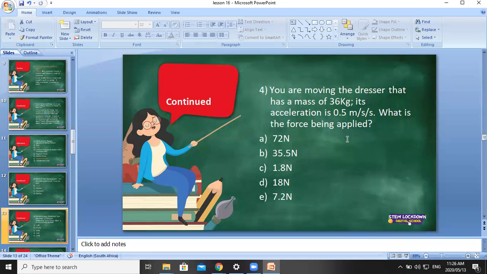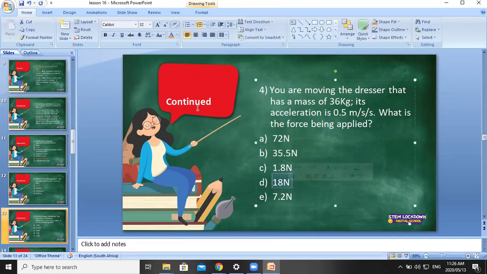So you say 36 multiplied by 0.5. It's 18 Newtons, because F is equal to m times a, and 36 multiplied by 0.5 gives 18 Newtons. Which symbol is it? The correct answer is D, grade 9. Did everyone get the same answer? Yes. Thank you very much.